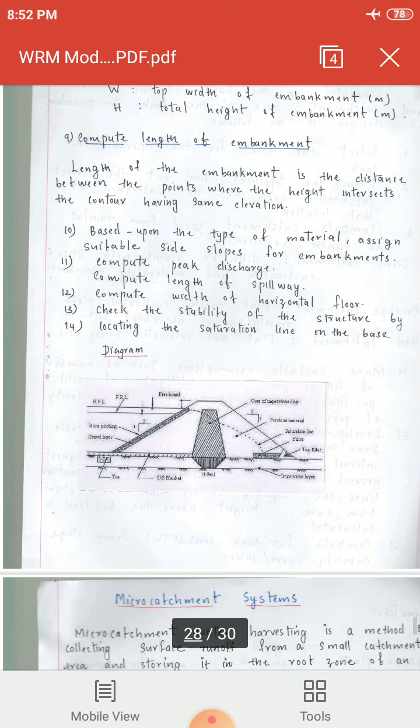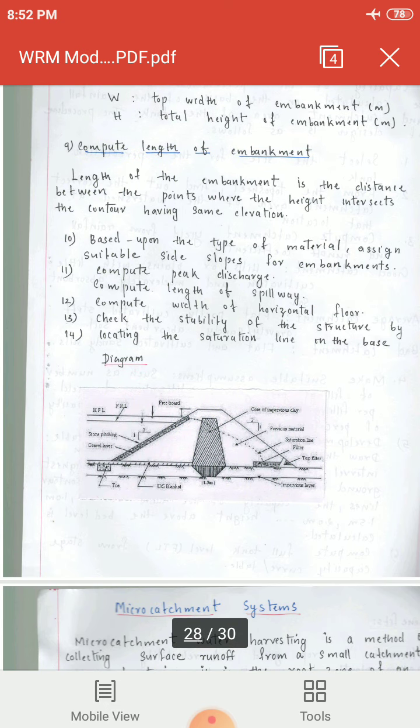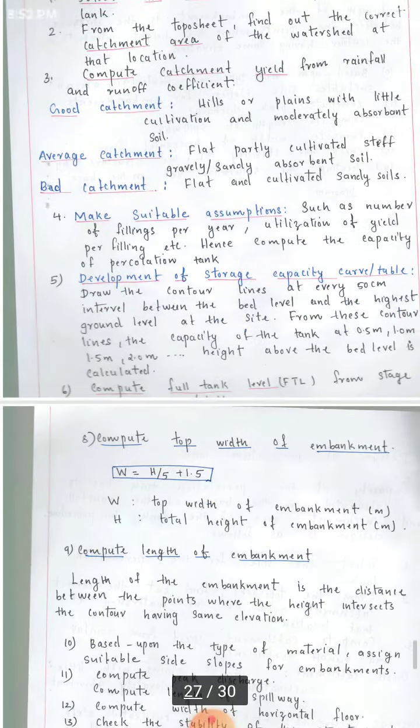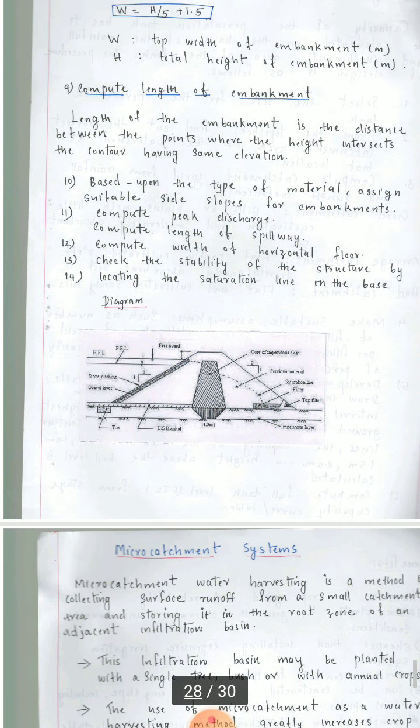Next, based upon the type of material, assign suitable side slope for embankments. So for the construction of the embankments, depending upon the material, we will be designing the slope, how much it has to be done. Next is compute peak discharge, compute length of spillway. Next, compute width of horizontal floor, the flat surface of the floor where the percolation has to be done. Next is check the stability of the structure by locating the saturation line on the base. So these are all some of the procedures which are to be followed before going for the construction of the tank.